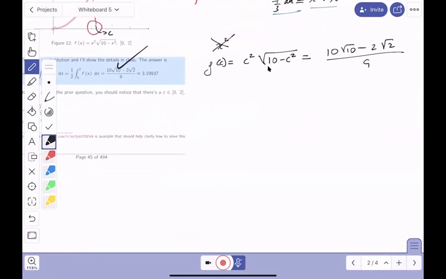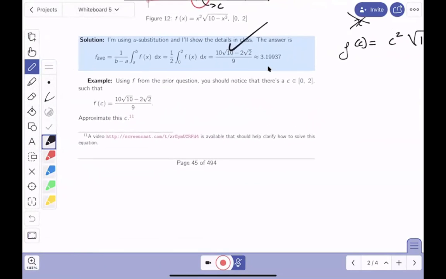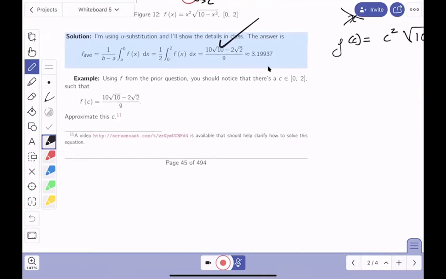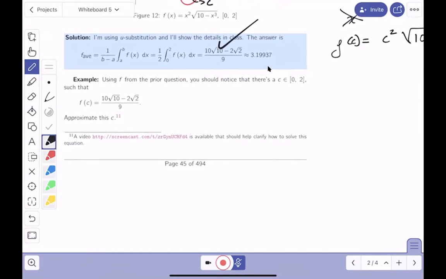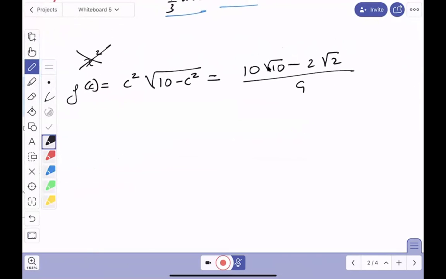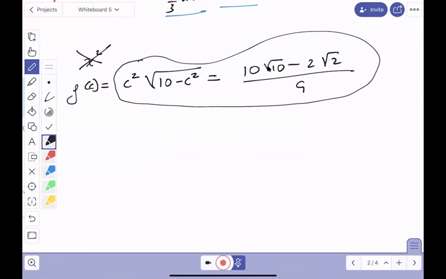All right. Now, certainly I want to go back over here and point out that that might be tough to come up with. But I want to claim over here what they're asking me to do. And this is the second example over here. They're asking me to find the C. And this looks like it's going to be trouble. All right. So what I want to do is look at this and see if I can solve it. And I'll go through it one step at a time. So it's going to be 9 C squared square root 10 minus C squared equals 10 root 10 minus 2 root 2.